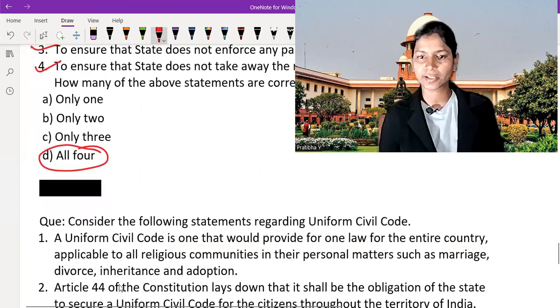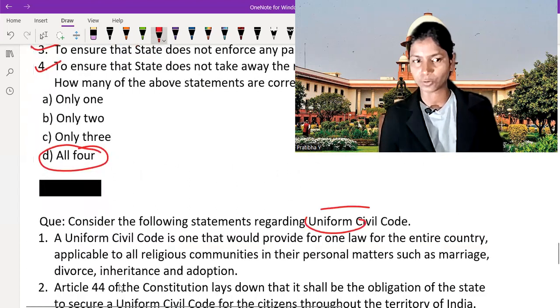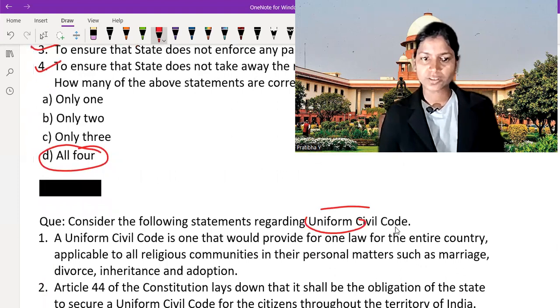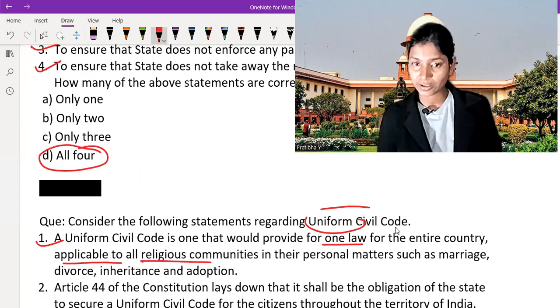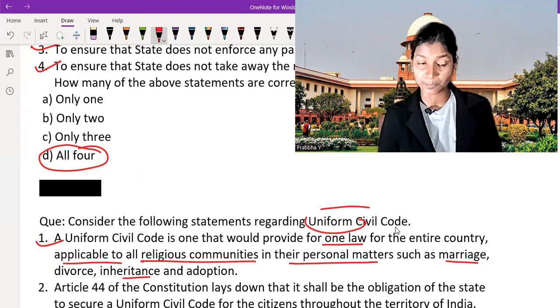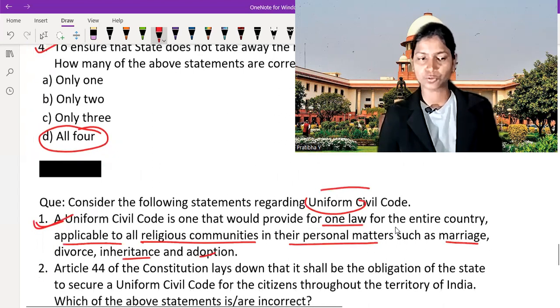Consider the following statement regarding UCC, Uniform Civil Code. First one is UCC is one that would provide for one law for the entire country, applicable to all religious communities in their personal matters such as marriage, divorce, inheritance, and adoption. This is the purpose. This is the definition of UCC.